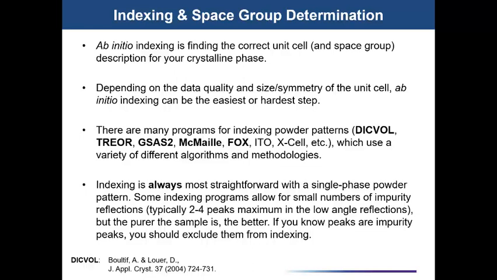So sometimes if you suspect you've got a triclinic cell, you're better off starting with a program like TREOR, which uses a much faster strategy to actually find the unit cell. And I can't overemphasize this. Bob talked about it a bit this morning. Indexing is always easier with a pure sample. Many indexing programs can tolerate a few impurity reflections, but you're always better working with a pure sample if possible. And if you know a peak is due to an impurity, you want to exclude that from the indexing.